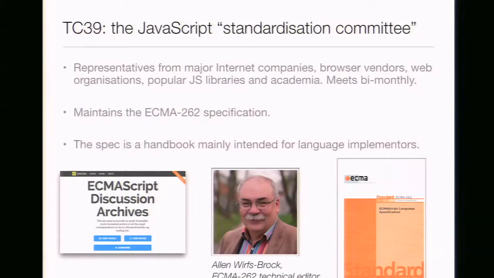So all of the discussions are being held in the open. There's ES Discuss, which is a public mailing list. Throughout the year, there are constant discussions and proposals about the language. The meeting notes of these bi-monthly meetings are completely published out in the open. You can go and read them. So it's a fairly transparent process as far as standards organizations go.